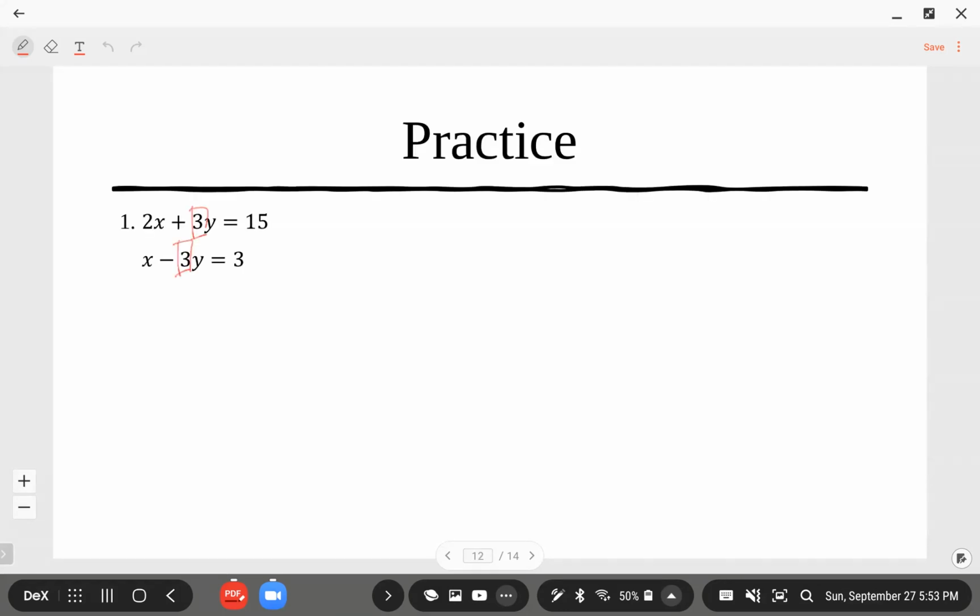So let's do this one. Remember, let's add equation 1 and equation 2. Because we have negative 3y and 3y, we can just add them to get 0. So equation 1 plus equation 2: 2x plus x equals 3x plus 0, because 3y minus 3y equals 0, equals 18. And then x equals 6.